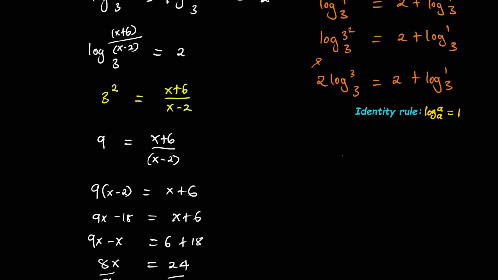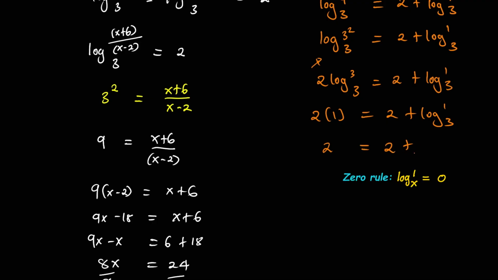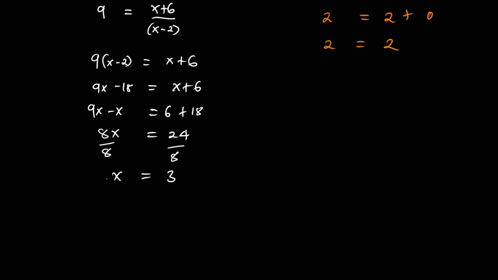But from the identity rule, log of 3 base 3 equals 1. So we will have 2 into 1 equals 2 plus log of 1 to base 3. So we will have 2 equals 2 plus, and from the zero rule, log of 1 to any base equals 0. So we will have a 0 here. Therefore, we have 2 equals 2. And since the left hand side equals the right hand side, therefore our value of x indeed equals 3.